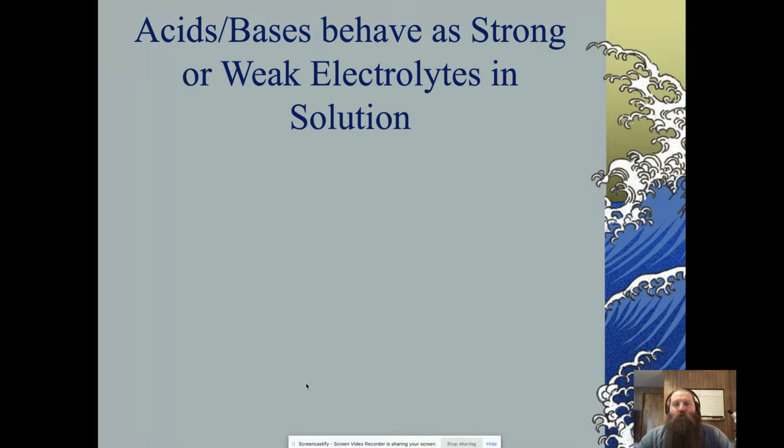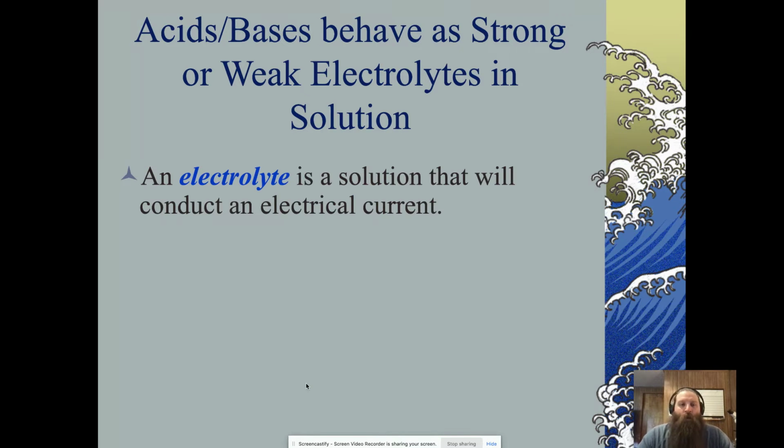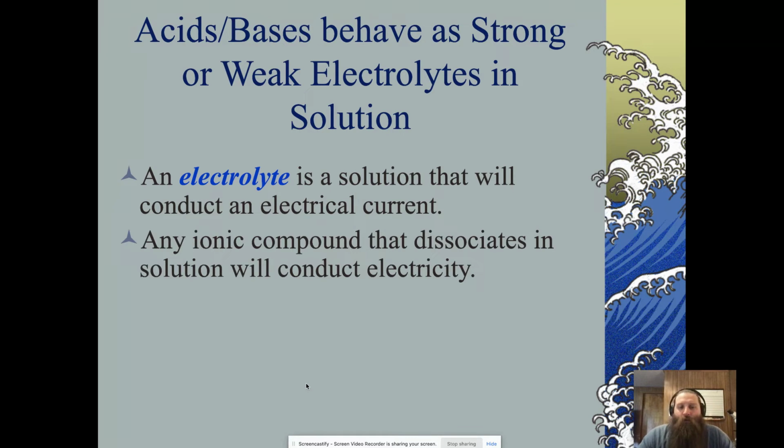So let's start by looking at the behavior of acids and bases as electrolytes in solution. What is an electrolyte? An electrolyte is something that conducts electrical current in solution. It's pretty simple. Any of our ionic compounds that will dissociate in solution will conduct electricity. When we learned about ionic compounds earlier in the year, you'll remember that one of their 7 characteristics was that they are good conductors of electricity in solution. That's another way to say that they are electrolytes.